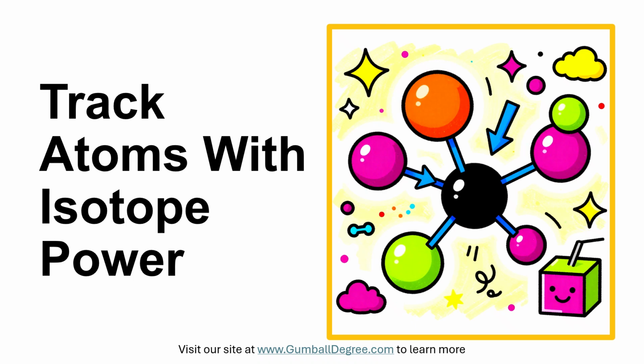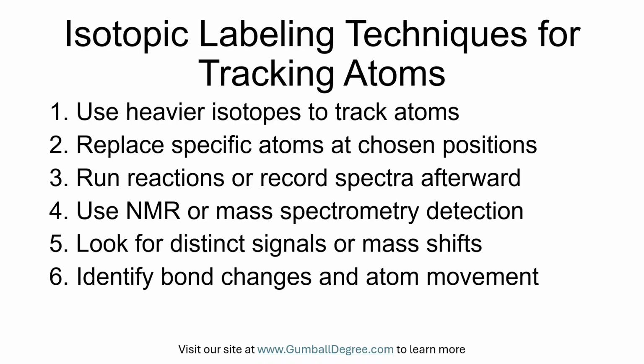Chemists use isotopic labeling by replacing specific atoms in a molecule with heavier or rare isotopes, so those atoms can be tracked during reactions or identified in spectra. Think of a molecule as a toy train where one car is painted a different color, so you can follow it through a big model city.